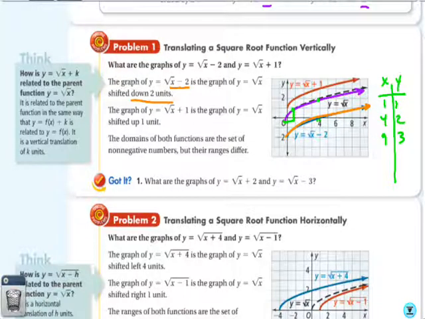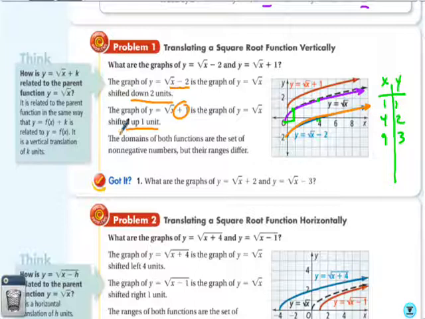Whereas right here in the red graph, if we have a plus 1, that's going to shift it up 1 unit. The domains of both functions are the set of non-negative numbers, but their ranges differ. Okay, their ranges are different.